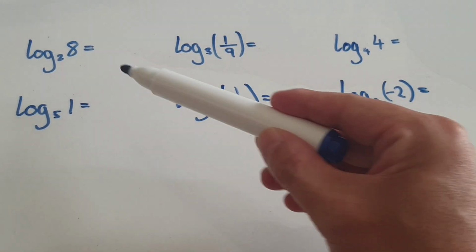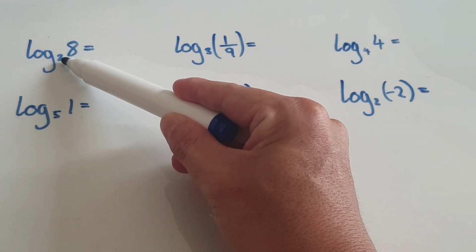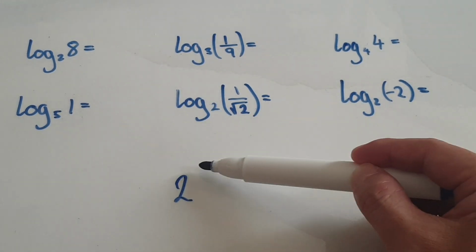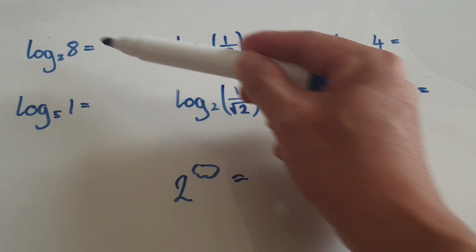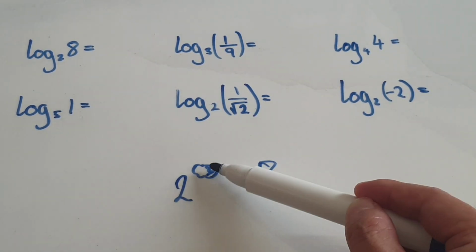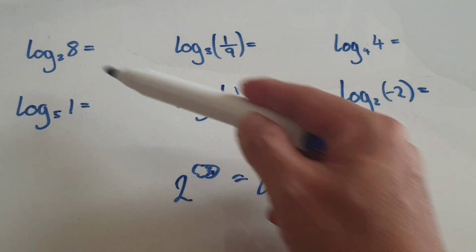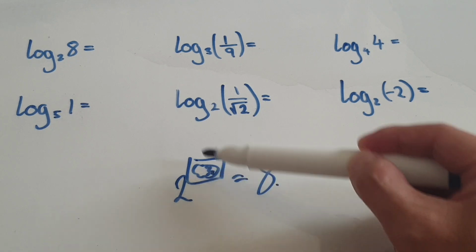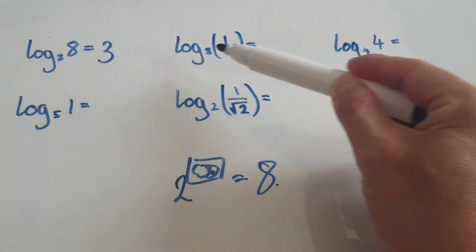Okay, so to do this, the first one, your eyes should zoom into the base and translate this block here. So 2 to the power of what will give me this number here. So you can see it must be a 3 because 2 to the power of 3 must be 8. So the log block, the whole log block is talking about this index here. So it's actually 3.